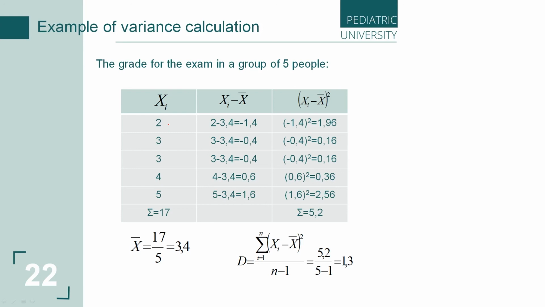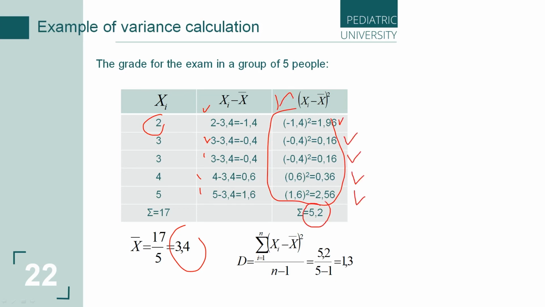Next, we count the deviation from the mean. We subtract the mean from each number, so number minus average gives the deviation, and the same calculation for each. Then we square each deviation and take the sum of the squares of those deviations. This number plus this plus this plus this plus this will be 5.2.